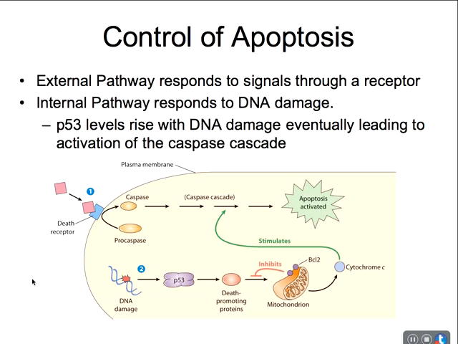This protein, P53, is important because it activates another protein. It's not as vital in our talk about cancer, but that protein actually starts to make holes in the mitochondria. So it activates a protein that degrades the mitochondrial membranes. DNA damage triggers a rise in P53, which activates a protein that's going to degrade the membrane of the mitochondria.